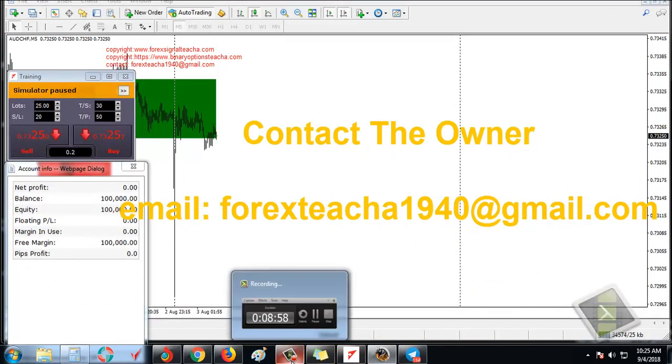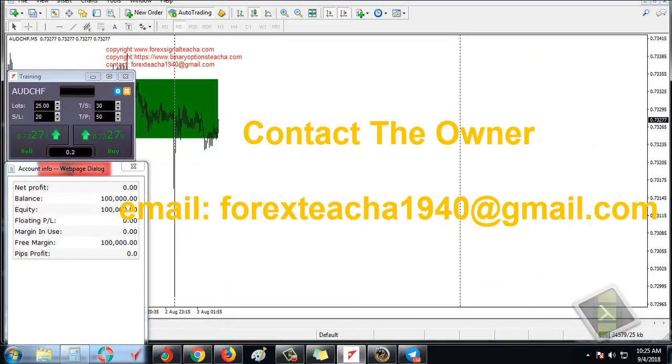So let's start by... all right. So here, since it's a green box that is formed, this means we are opening a buy trade.